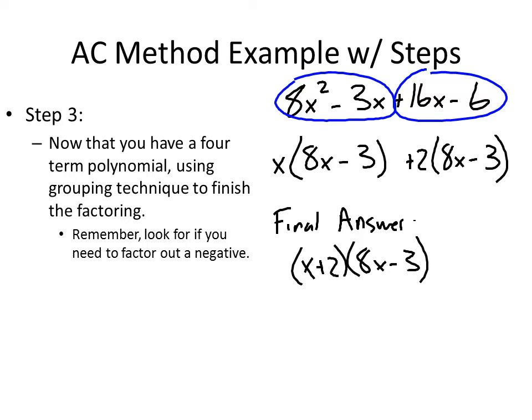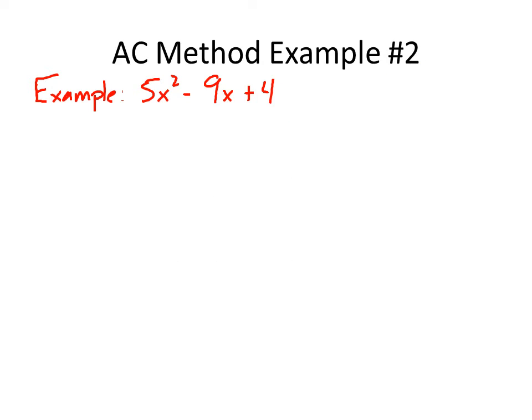Let's go ahead and show you a couple of other examples of the AC method. So here I'm going to take 5x squared minus 9x plus 4, and I'm going to factor it using the AC method. Again, the reason I'm using the AC method is because a is bigger than 1. In this case, a is 5.